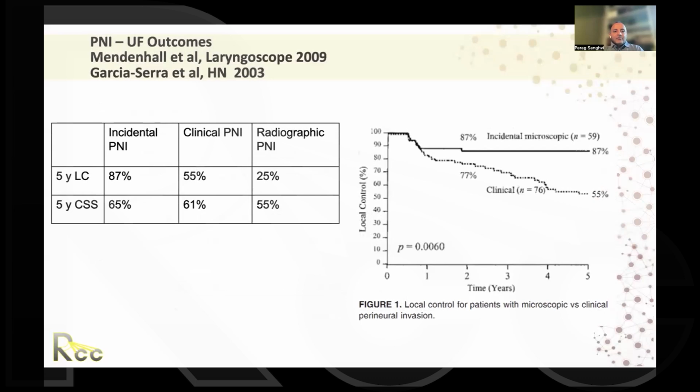This is some data from University of Florida showing you local control and cause-specific survival based on the type of perineural invasion you find. So what you can see is that when patients have incidental PNI, they can actually do very, very well, especially if you're offering them postoperative radiation to the resection bed. And even generous coverage of that resection bed will treat a lot of the PNI.